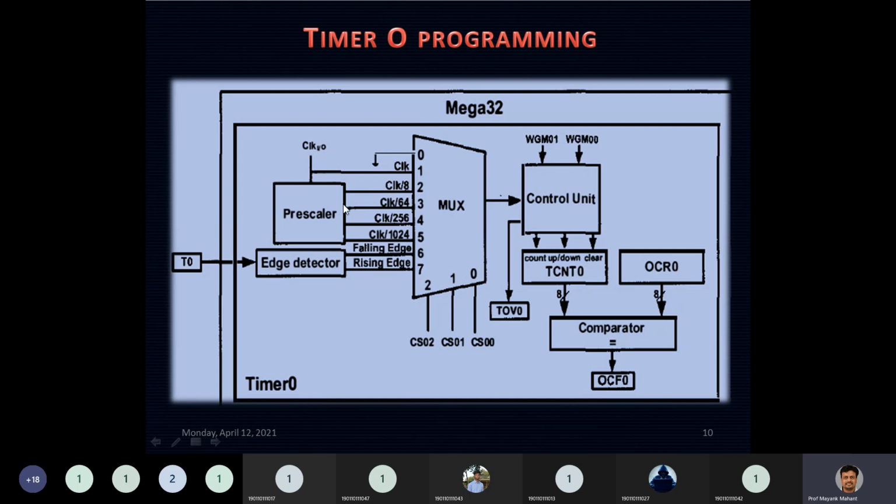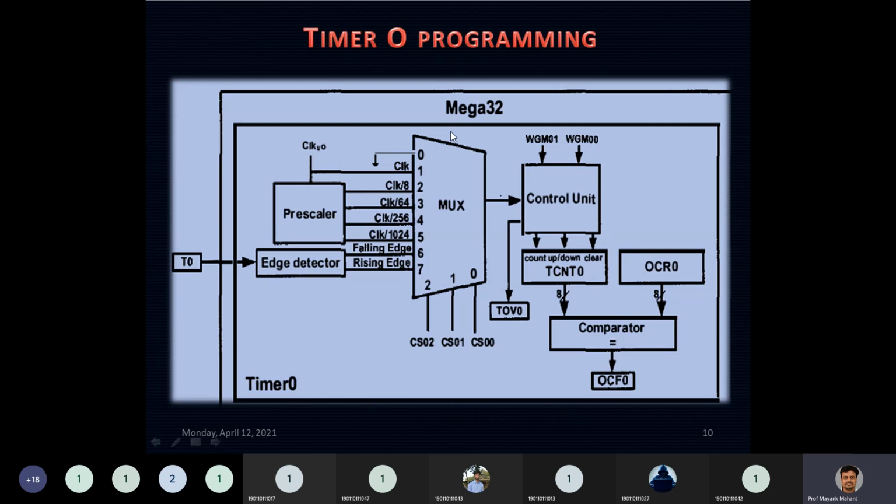Now, if you want a bigger value than that, then you have to divide your clock. You can divide the clock by 8 so that the amount of delay that can be handled is 255 into 8. So if you divide the clock by 8, this value would be multiplied by 8. Divide by 64, 256, 1024. So you can have the delay with this single timer 0. The maximum delay with 1 megahertz is 1024 into 255 microseconds.